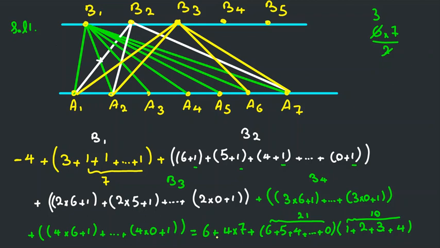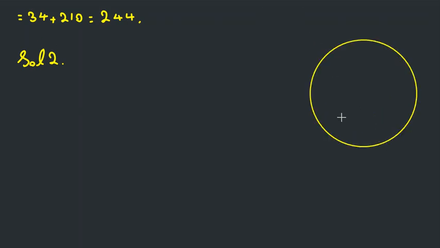Okay, let's calculate. It will be 6 plus 4 times 7, 28. 28 plus 6, 34. 34 plus 210. And if we add, it will be 244. Okay, it was solution number 1. Let me tell you another solution, but before that, I should ask you a question, because you should know this idea.